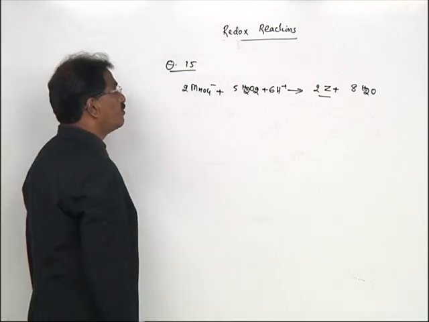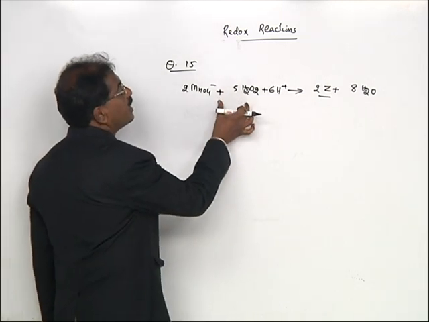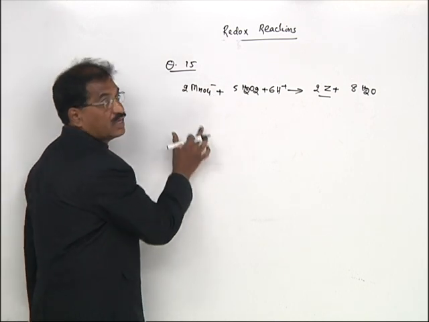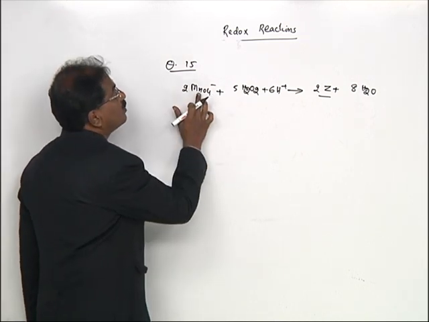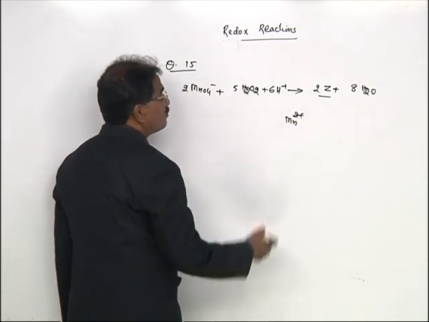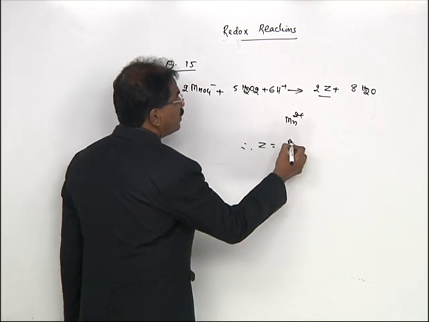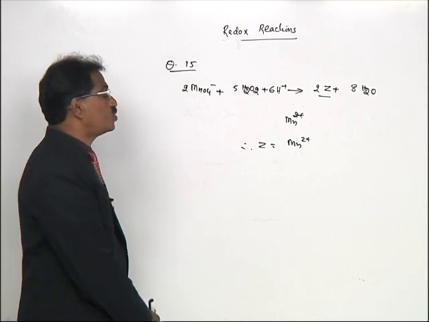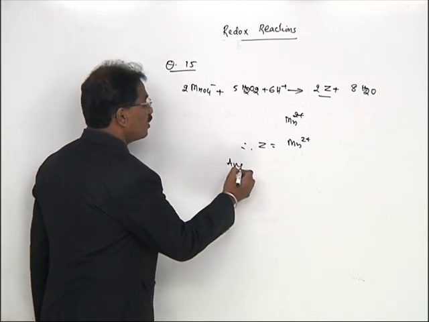See, in general, when permanganate participates in any reaction in acidic medium, 1 mole of the permanganate always gains 5 moles of electrons. Therefore, this permanganate always gets converted into Mn2+. Therefore, definitely Z must be Mn2+. So identify the option where Mn2+ is shown. That is shown only in option 1.